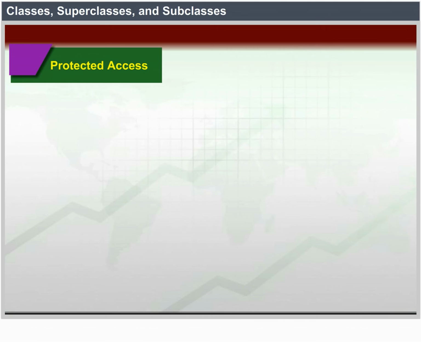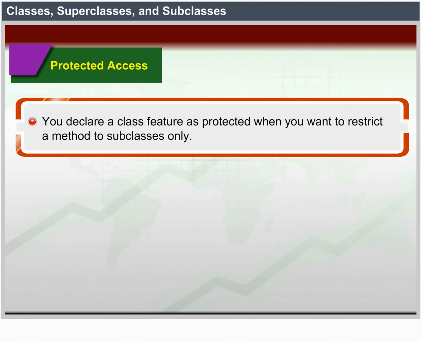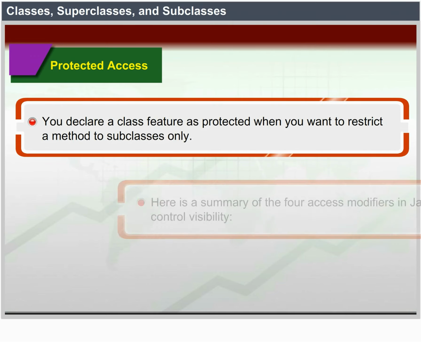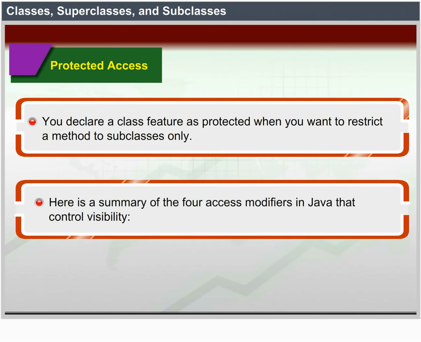Protected access. You declare a class feature as protected when you want to restrict a method to subclasses only. Here is a summary of the 4 access modifiers in Java that control visibility.